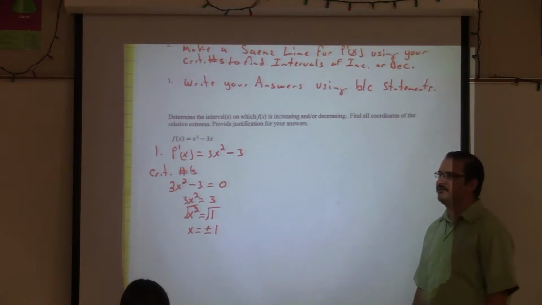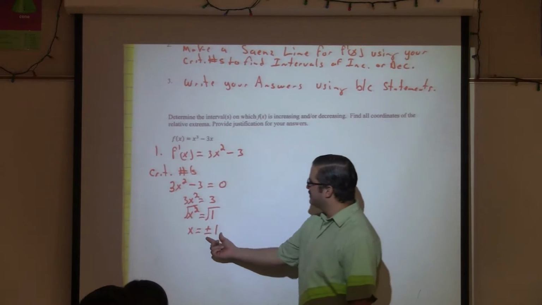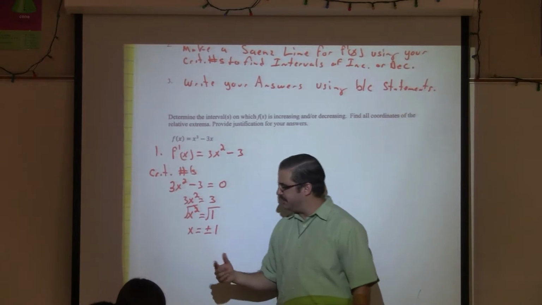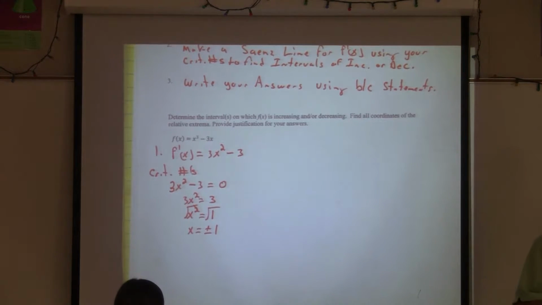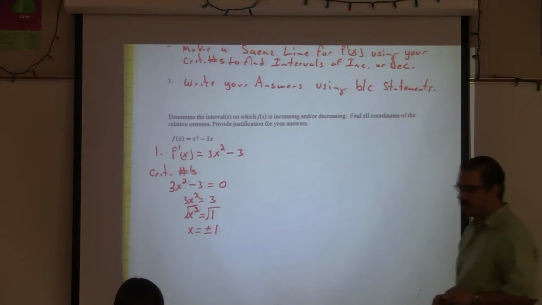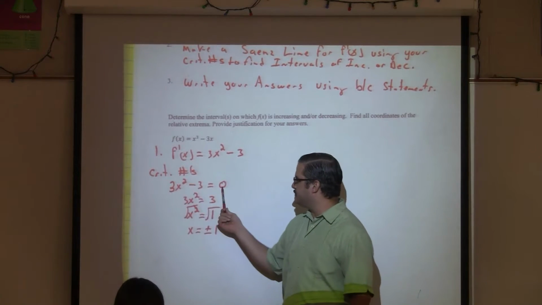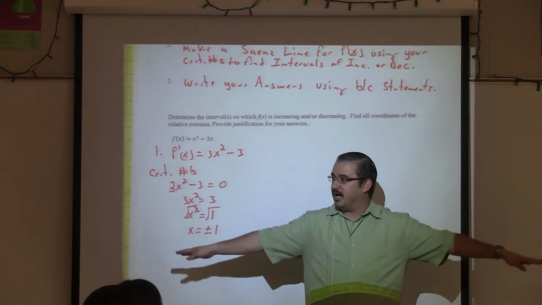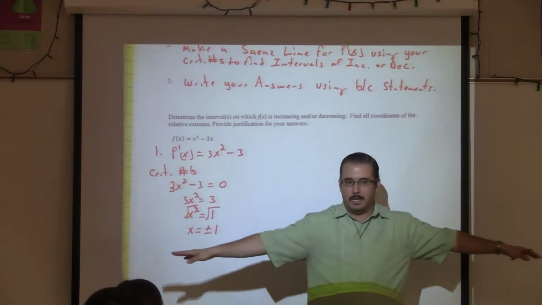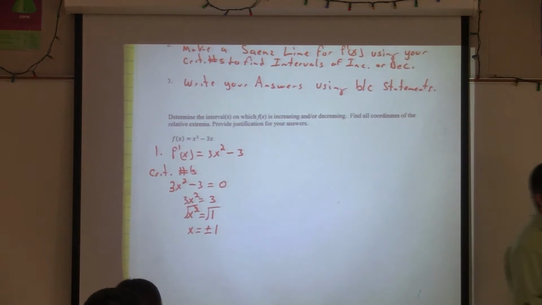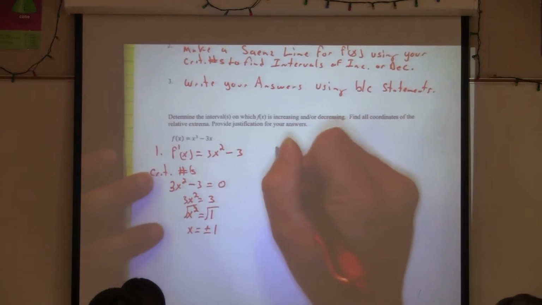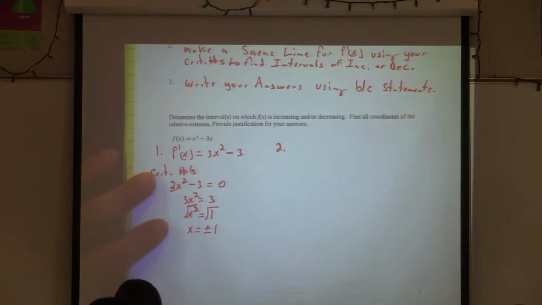So we have our critical values, right? We have the numbers where the derivative is equal to 0. That means that at these numbers, we have what kind of tangent lines? Horizontal, because the slope is equal to what? 0. There are possible places where I could have a what? A minimum or a maximum. I don't know yet. I would have to check some stuff, okay? In order to find that, we make a sign line. So step 2 is to make that sign line.